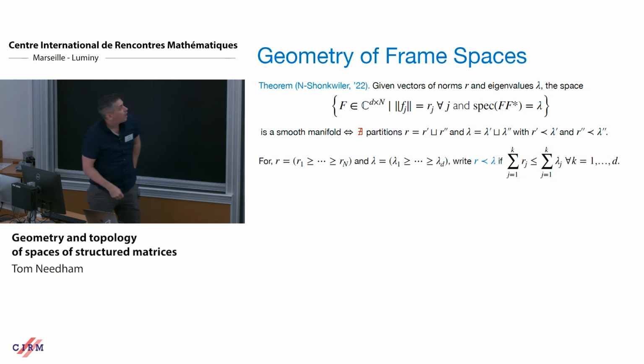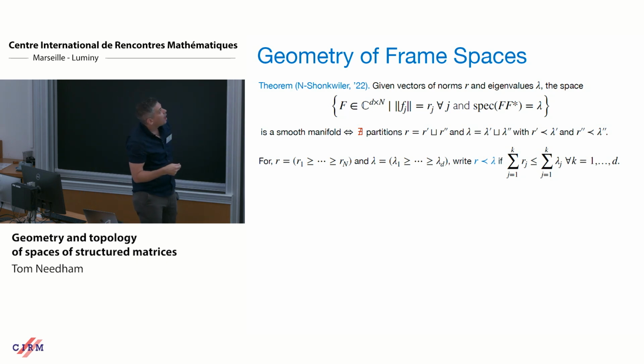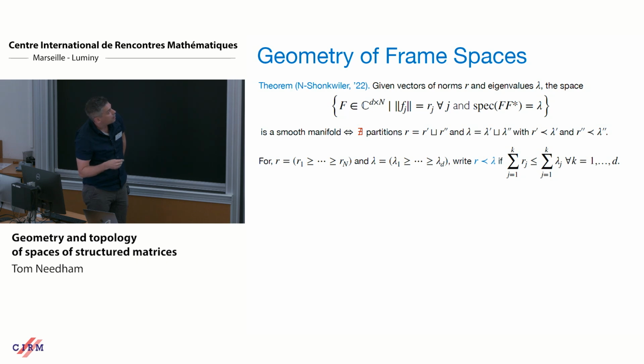Okay, so in follow-up papers we prove other things addressing open questions in the literature about these spaces. There was an open question: when are these frame spaces manifolds? As I said, they could be singular. And we characterize this. Here we're not prescribing the frame operator exactly, we're prescribing its spectrum. This is a little bit more natural from a symplectic geometry perspective. Given a prescribed spectrum and a prescribed set of column norms, this is a smooth manifold if and only if a technical condition holds.